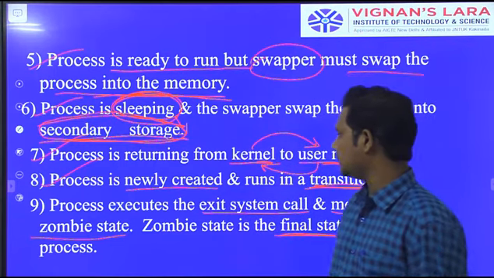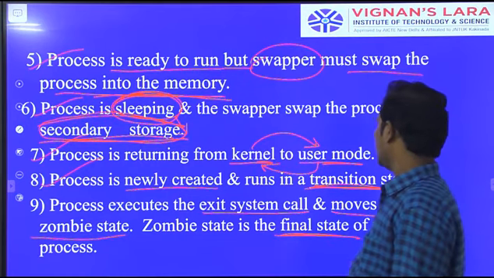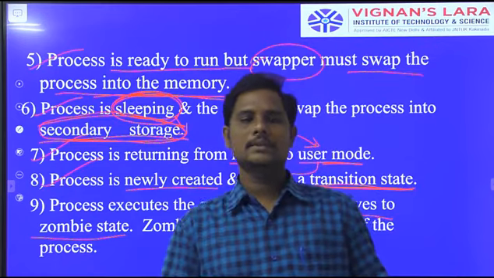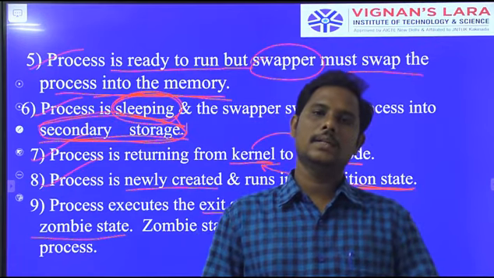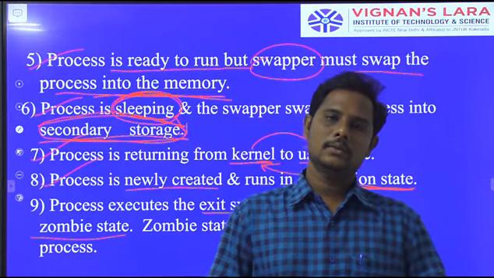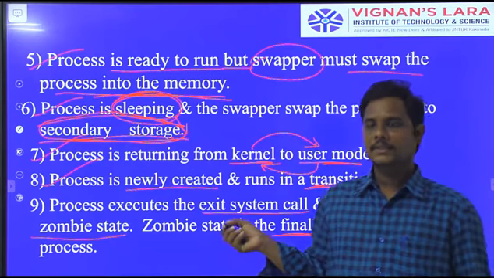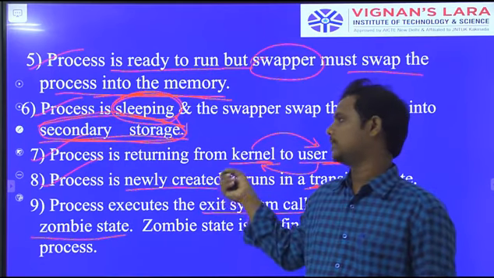And the last point is the process is executed. The exit system call moves it to the zombie state. Automatically, when the execution is completed, it moves into the zombie state. It is the final state. Okay. So it will be an executed process. This is the process creation. These are the following process execution steps.